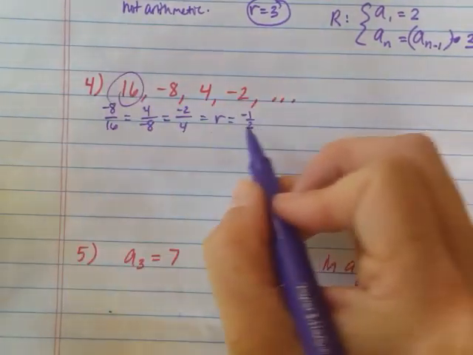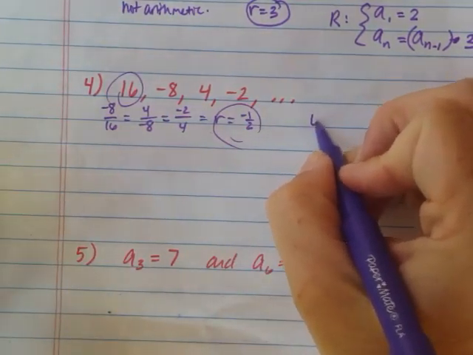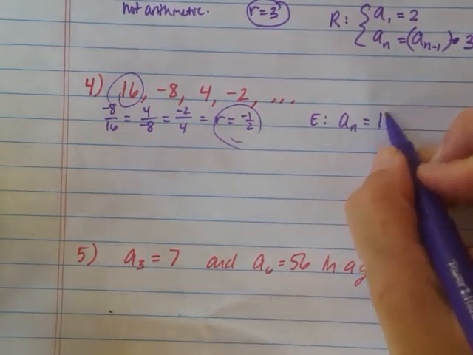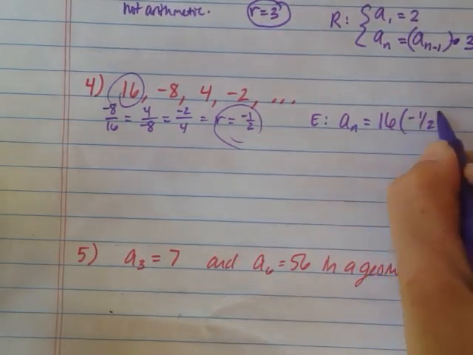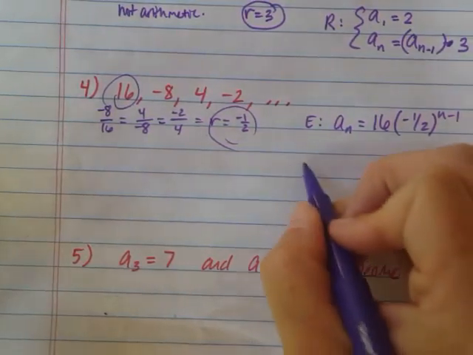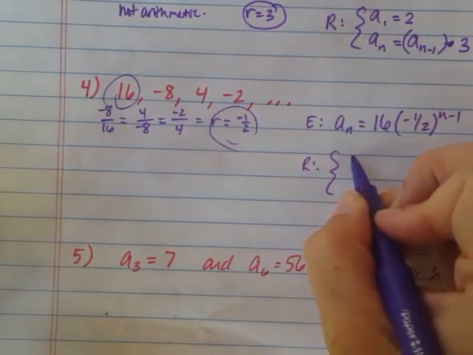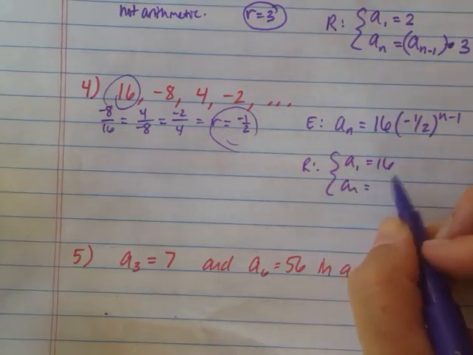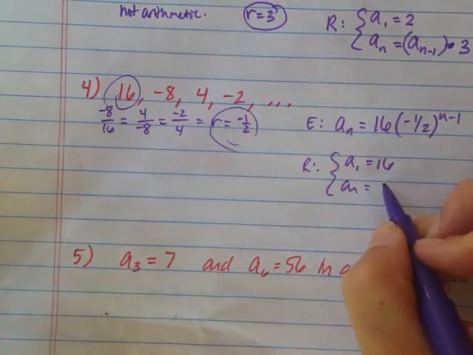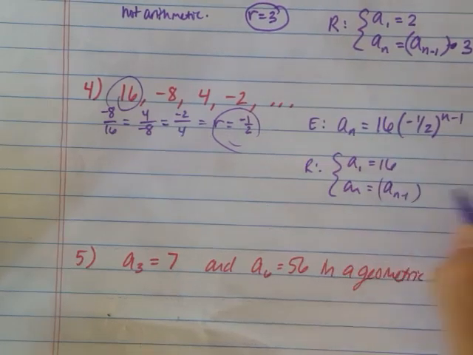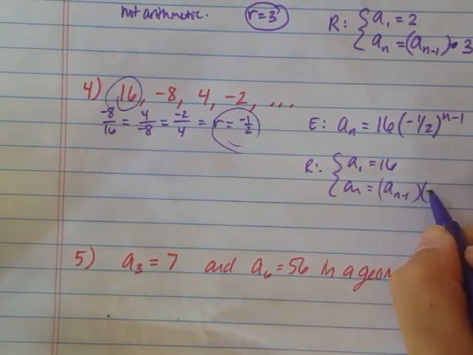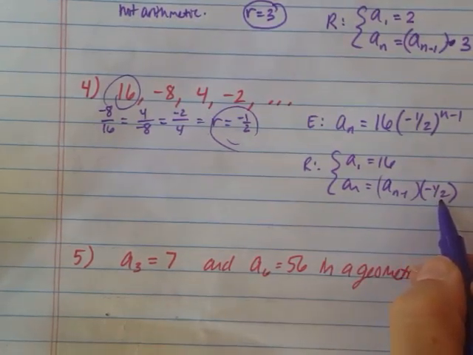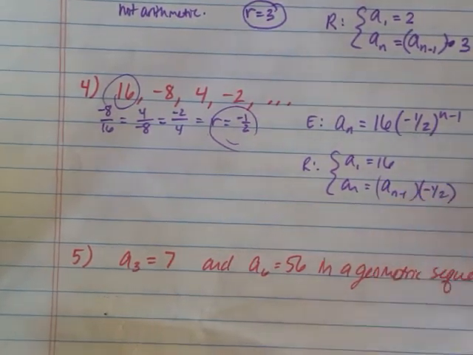Now that we have the first term and the r, we can write an explicit rule to define the nth term as first term times r to the n minus 1, and a recursive rule by defining the first term as 16 and the nth term as taking the previous term and multiplying it by the common ratio r. This is just the repeated multiplication that turns into an exponential that we've talked about before.